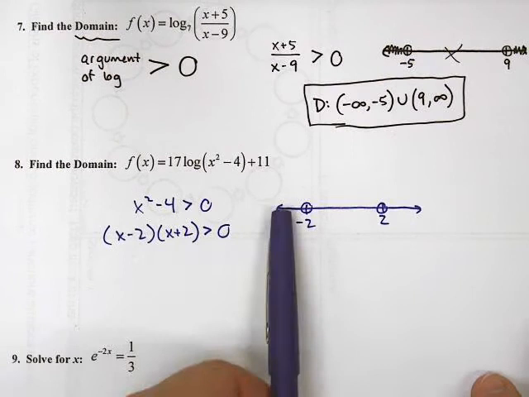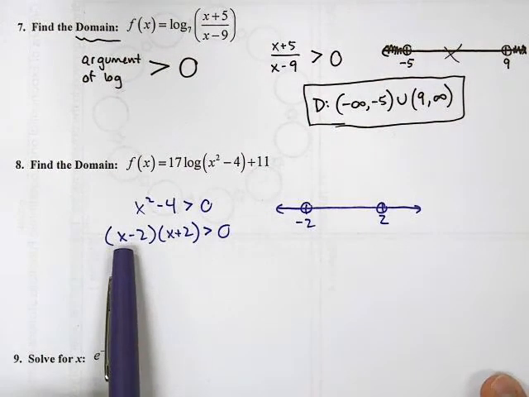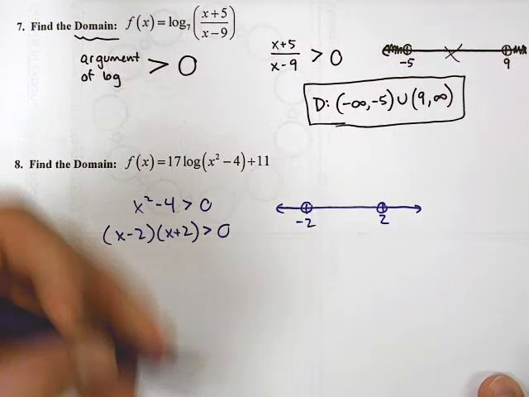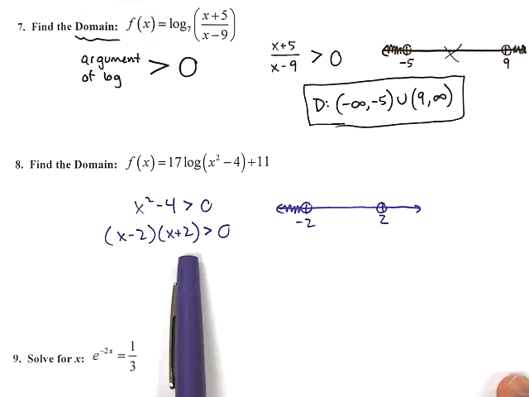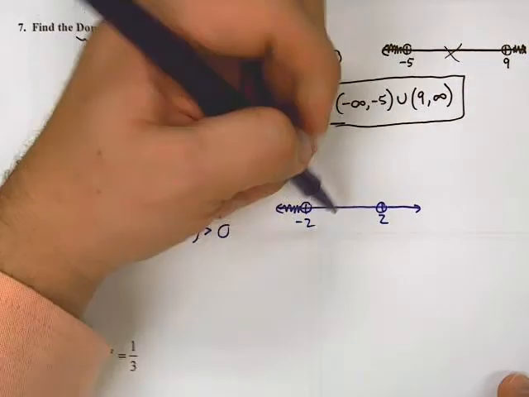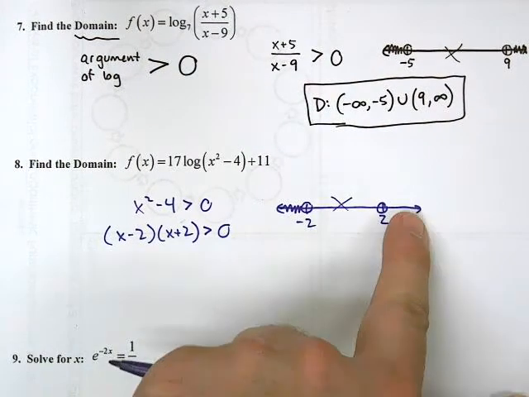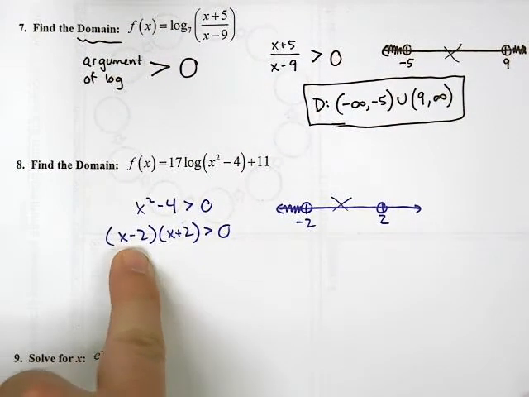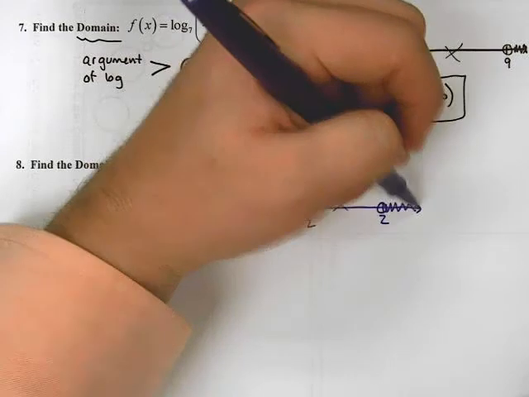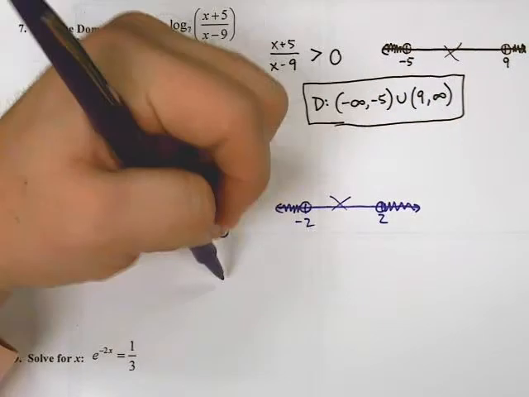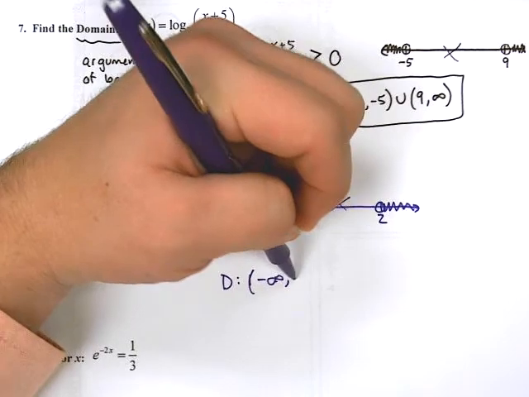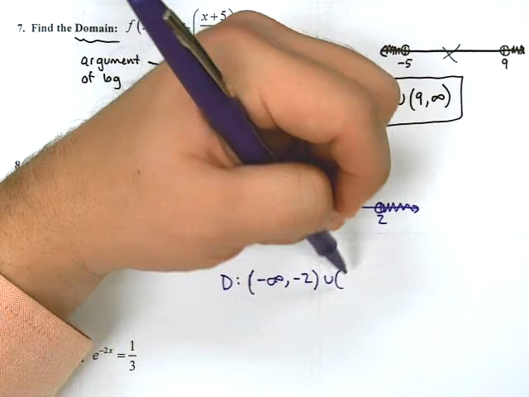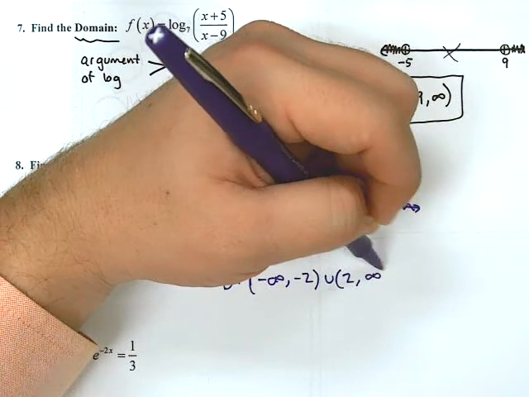So, -5, for example. Negative times a negative is a positive. That's what I want. Plug in 0. Negative times a positive is negative. I don't want that. +5. Positive times a positive is positive. That's what I want. And we now know then that the domain, oh, I'm goofing up, is -infinity to -2, union 2 to infinity.